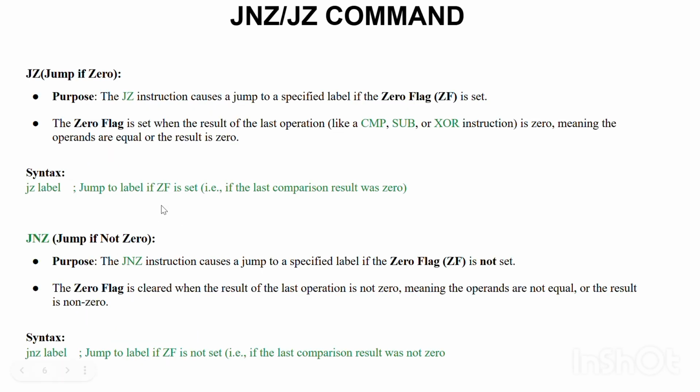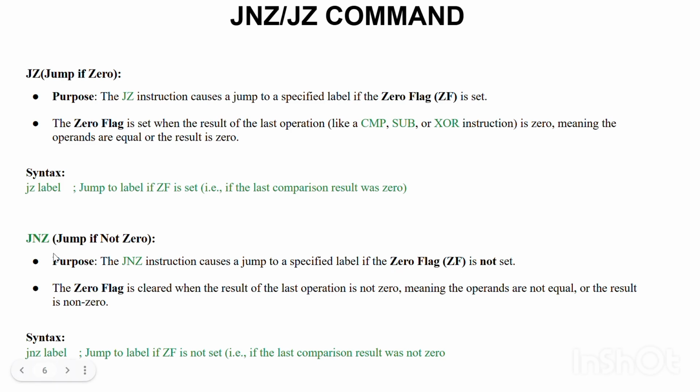The next commands are JNZ and JZ. JZ is jump if zero. The purpose of this command is that the JZ instruction causes a jump to the specified label if the zero flag is set. The zero flag is set when the result of the last operation, that is compare, subtract or XOR, is 0, meaning that the operands are equal or the result is 0. For example, the syntax will be JZ followed by the label.